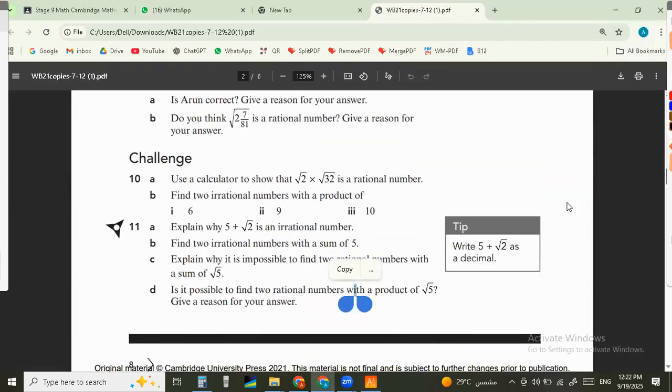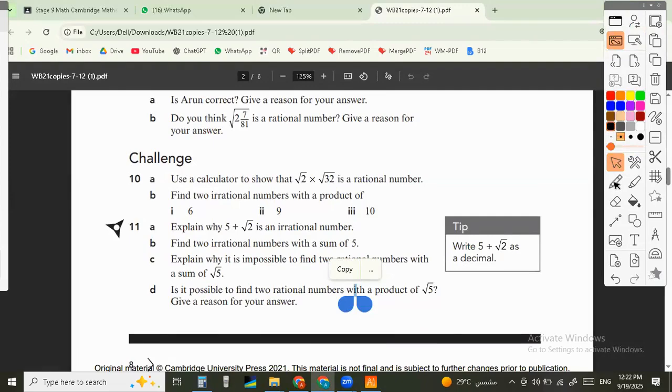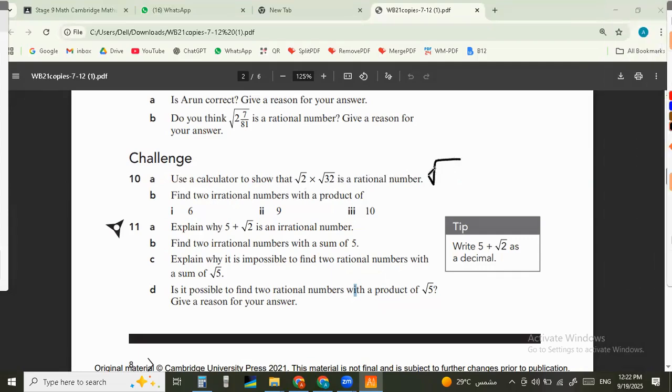Use a calculator to show that this is a rational number, or show it without using a calculator. The square root of 2 times the square root of 32 is equal to the square root of 64, which is 8. It is rational.